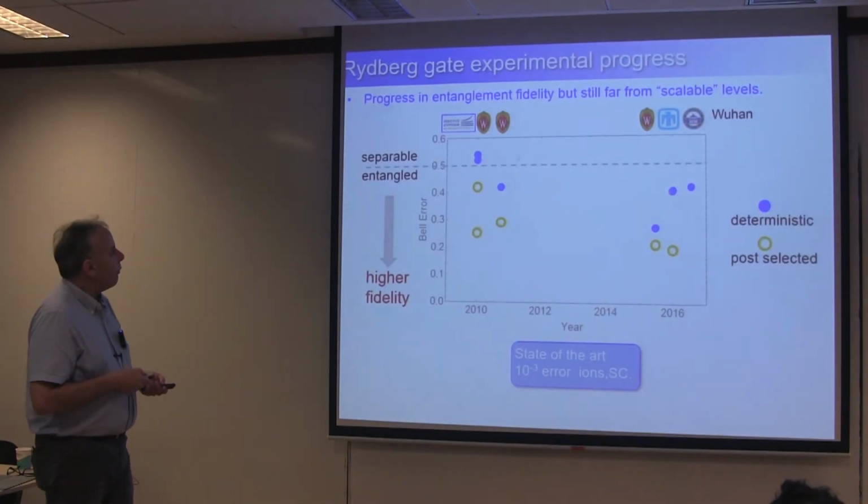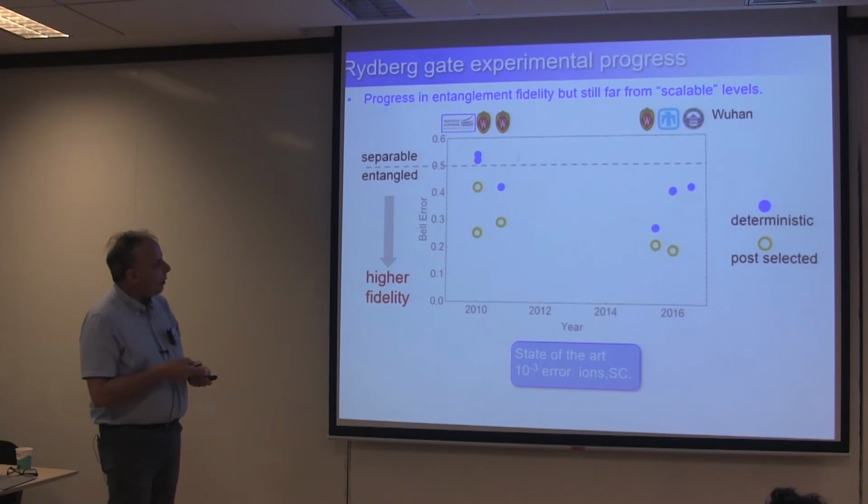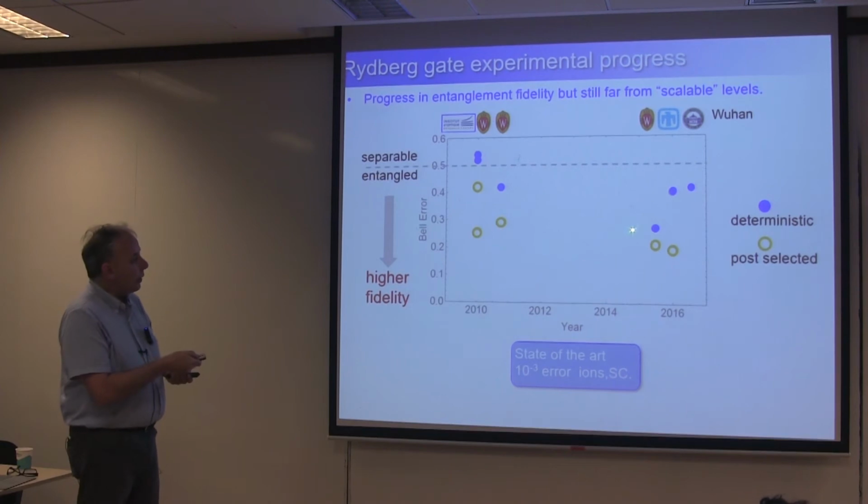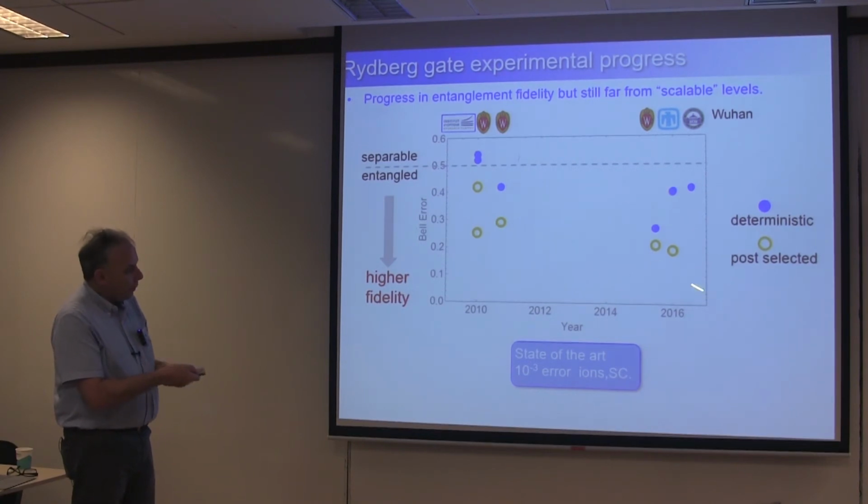So what's the progress been on these entangling Rydberg gates? Not as clear as for the single qubit gates. These are the early experiments done around 2010, which the blue dots here are deterministic measurements. The open circles are data that's post-selected for loss of atoms. And then more recently, we've been able to improve our fidelity a bit, and there's also a couple other experiments now, but there's not been the kind of very strong improvement in error down to the state of the art, which is 10 to the minus 3 yet.